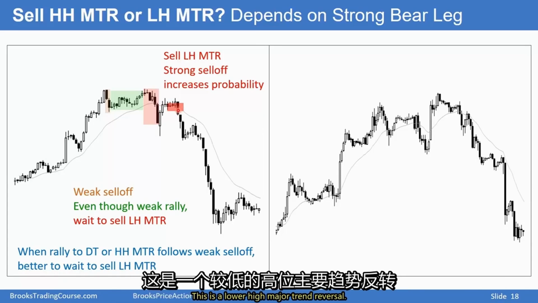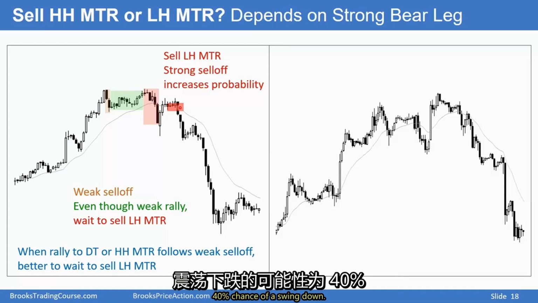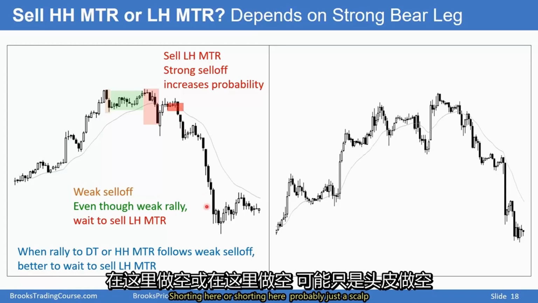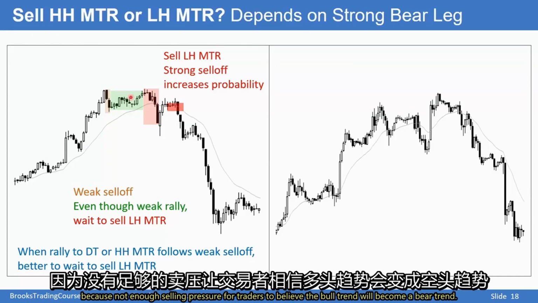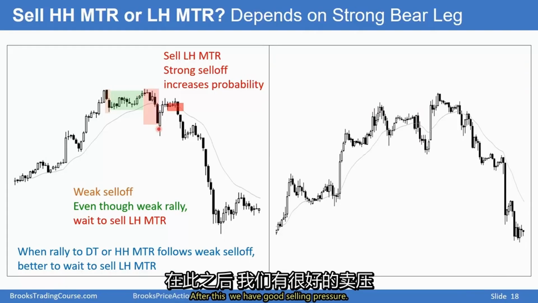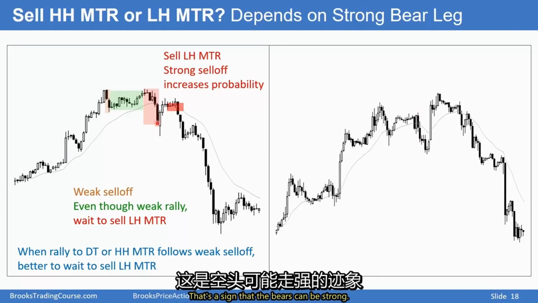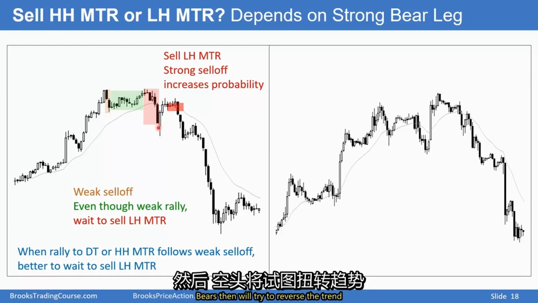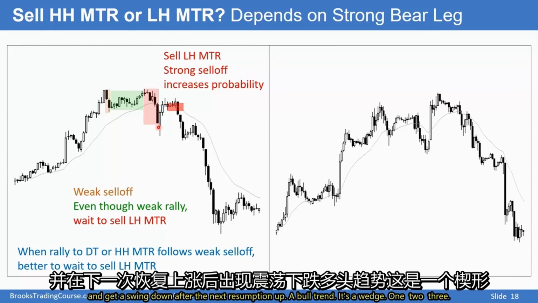This is a lower high major trend reversal. 40% chance of a swing down. Shorting here or shorting here, probably just a scalp, because not enough selling pressure for traders to believe the bull trend will become a bear trend. After this, we have good selling pressure. That's a sign that the bears can be strong. Bears then will try to reverse the trend and get a swing down after the next resumption up.